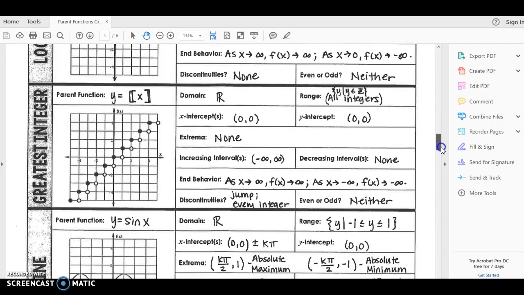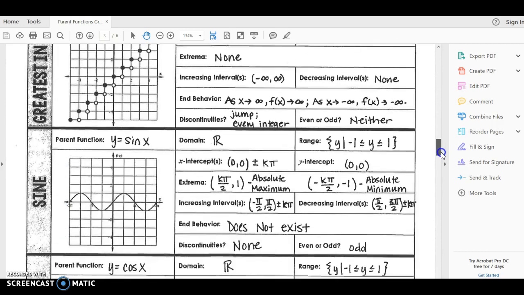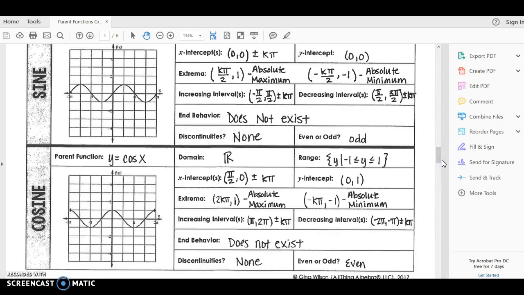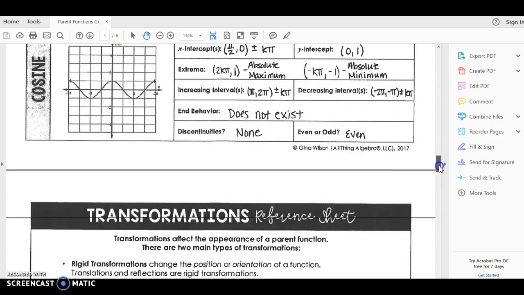All right, you do not need to know the greatest integer. And you do need to know the sine and cosine, but not at this time. So don't worry about that now.